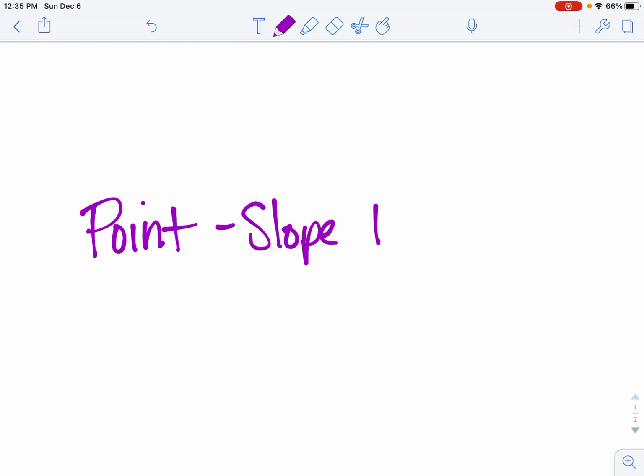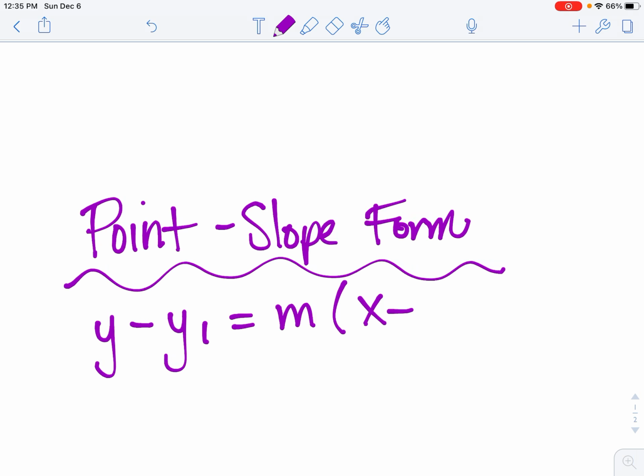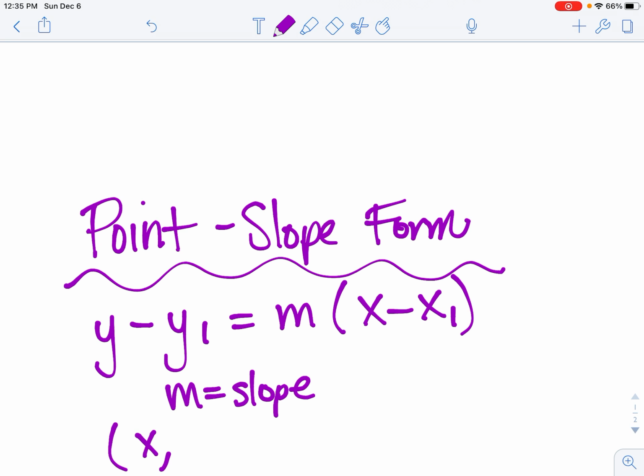So on Friday, you guys learned about point slope form with Miss P and Mrs. Carvolio. All right, and as a reminder, point slope form is when we have y minus y1 equals m times x minus x1, right, where m is our slope, and the point x1 comma y1 is a point on our line.